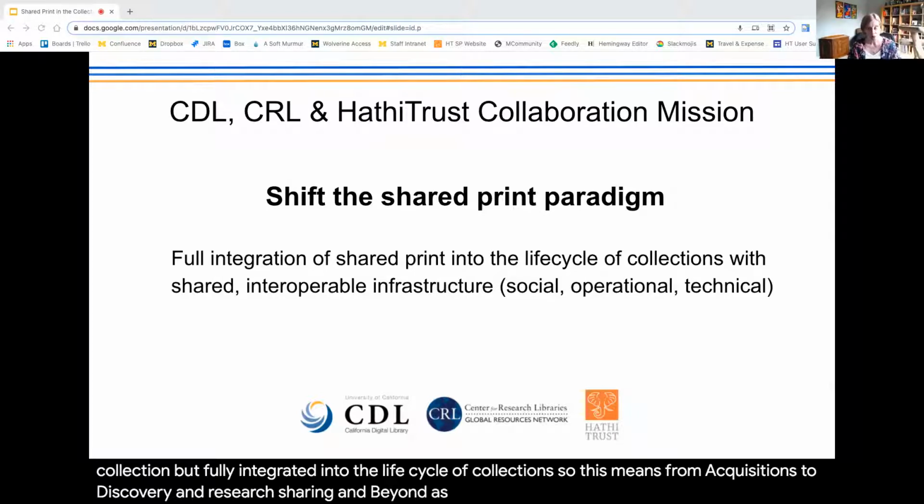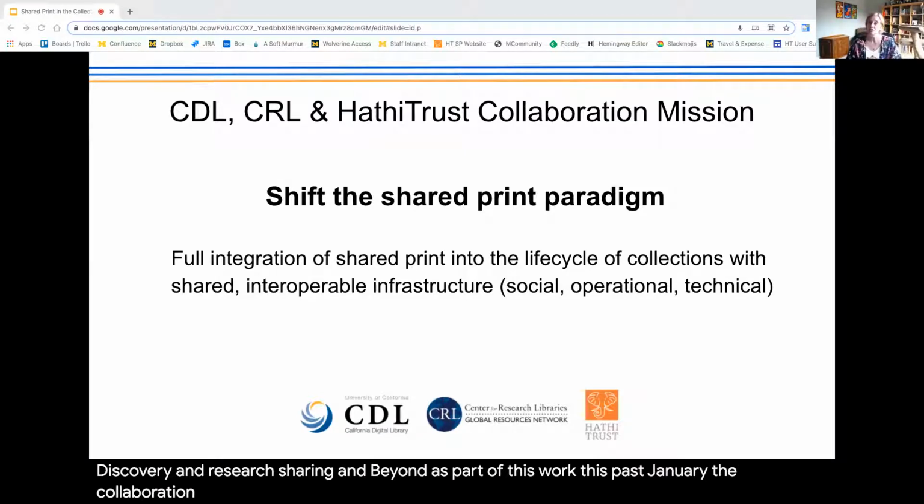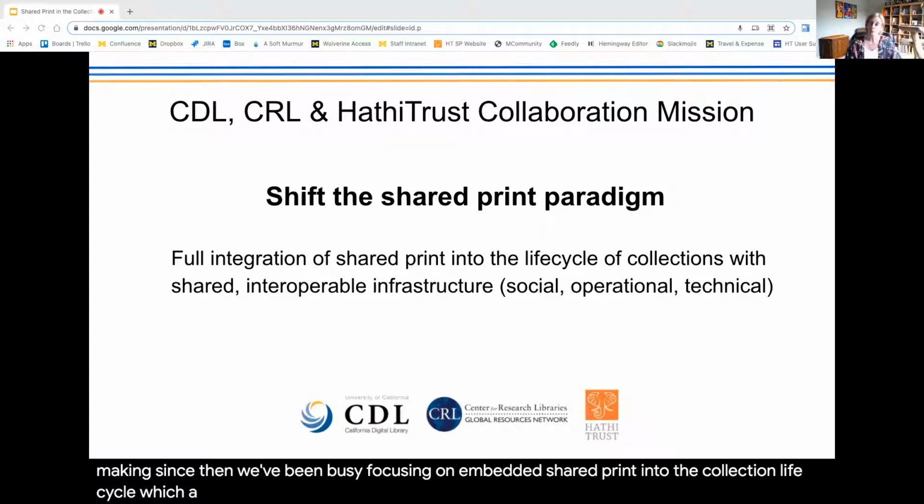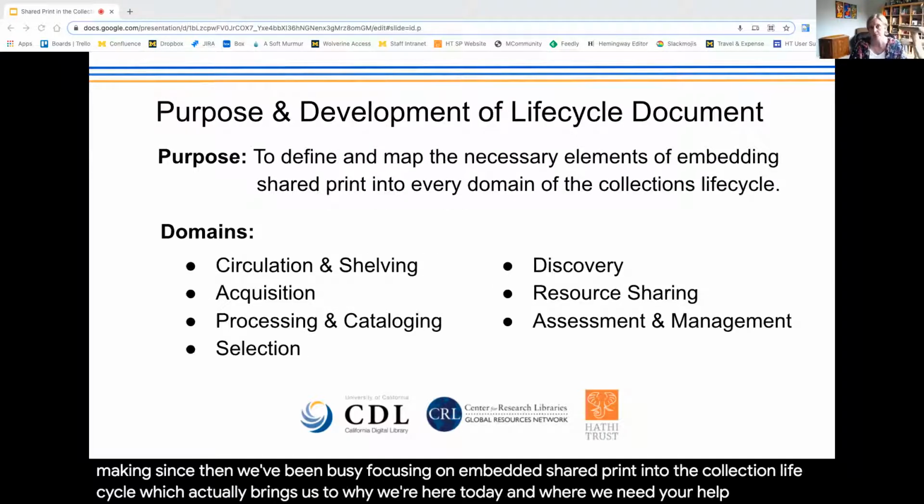As part of this work, this past January, the collaboration launched the Collection Comparison Tool to advance equity of collection decision-making. Since then, we've been busy focusing on embedding shared print into the collection lifecycle, which actually brings us to why we're here today and where we need your help.